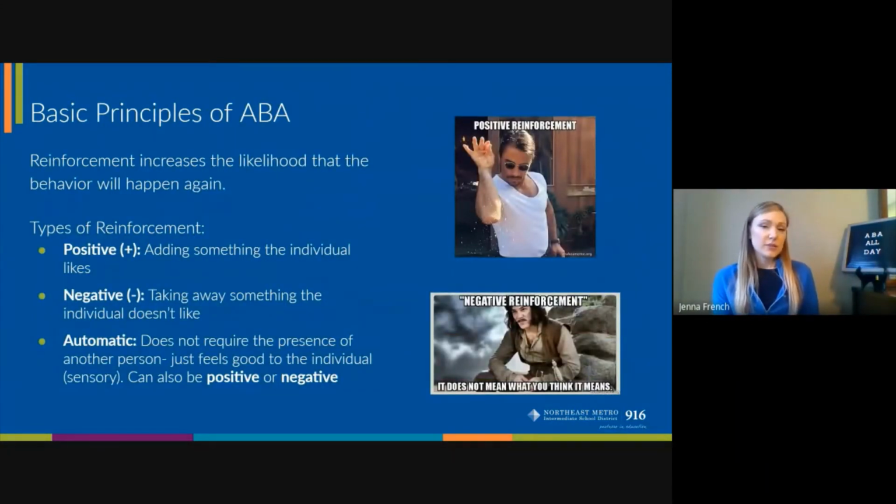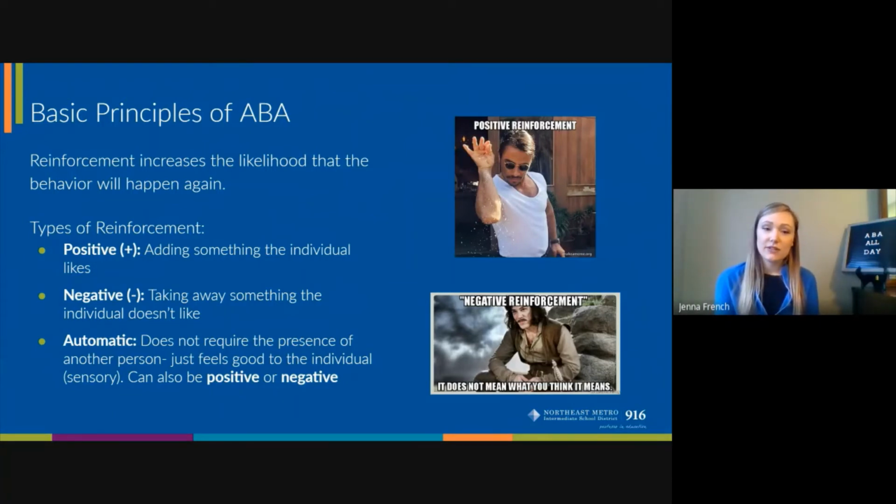So another basic principle of ABA is reinforcement. Now, there are different types of reinforcement that I'm going to go over, but the main takeaway for reinforcement is that it always increases the likelihood that the behavior will happen again in the future. So think about reinforcement, increases behavior. There are different types of reinforcement.